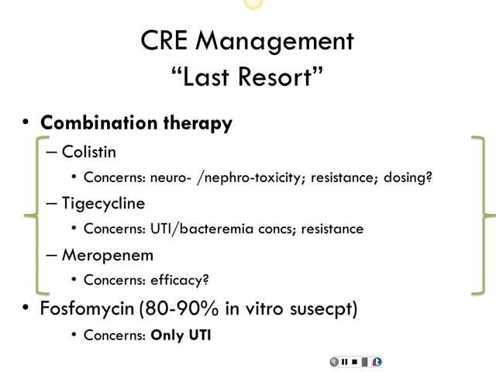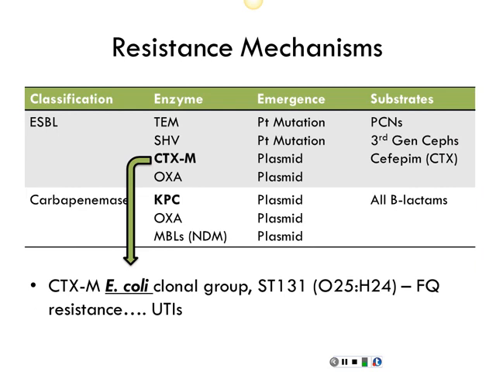The last thing to talk about here as far as resistance is that CTX-M is now encoding for resistance in E. coli, so there's a clonal group called ST131, and it's the O25H24 version of E. coli that now has the fluoroquinolone resistance that we're seeing from nursing homes. And so it's just something that we keep an eye on. There's a study out of the VA here the last month that showed like 70% of their fluoroquinolone-resistant E. coli was this clonal group. So it makes up a vast majority of it, and they still had like 20% fluoroquinolone resistance among their E. coli pathogens.